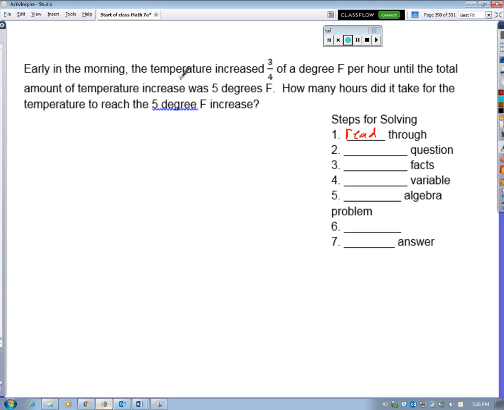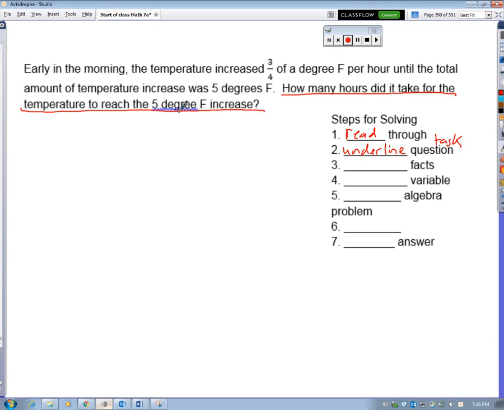Early in the morning, the temperature increased 3/4 of a degree per hour until the total amount of temperature increase was 5 degrees. Okay, so get that picture. Every hour the temperature is going up by this amount until it goes up by a total of 5 degrees. How many hours did it take for the temperature to reach the 5-degree increase? Alright, we are going to underline the question or the task. This time we have a question. How many hours did it take for the temperature to reach 5 degrees, the 5 degrees increase?